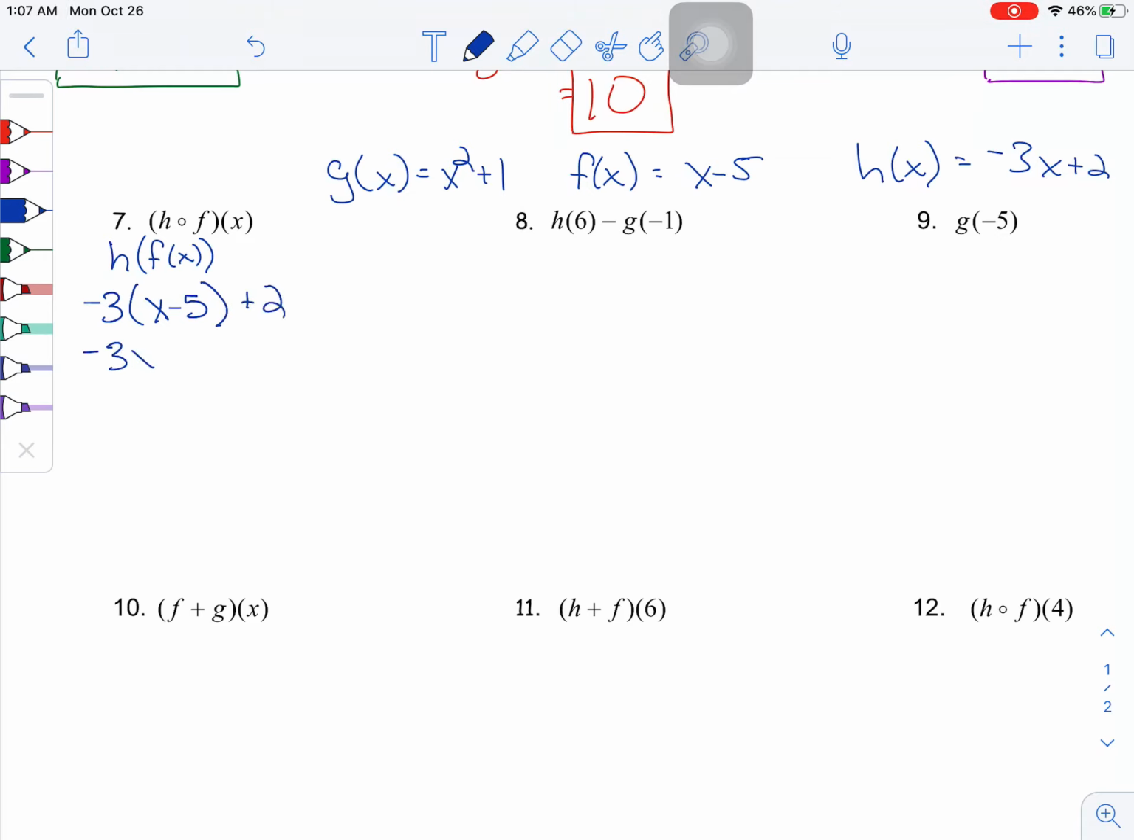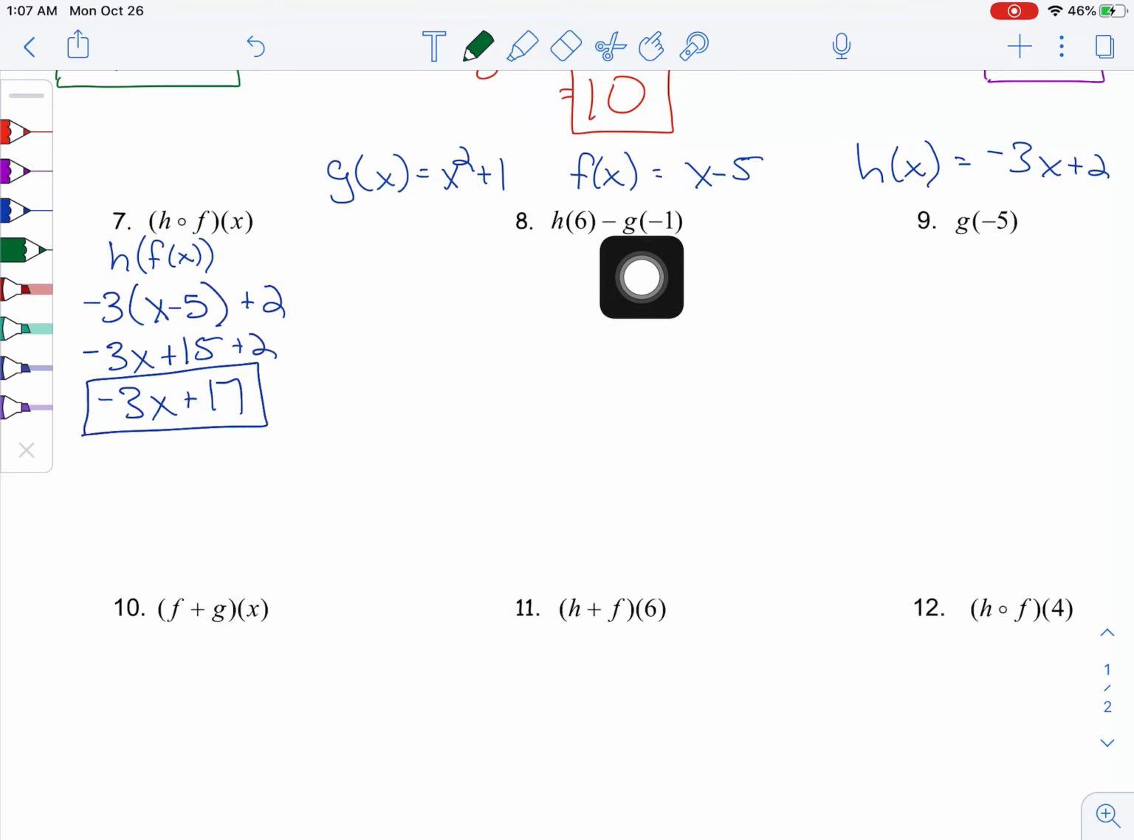It's a little distributive property, so -3x plus 15 plus 2, so -3x plus 17. We don't know what these are equal to, so you're not going to be able to solve for x, and that's okay. This is really just learning how to manipulate these functions.